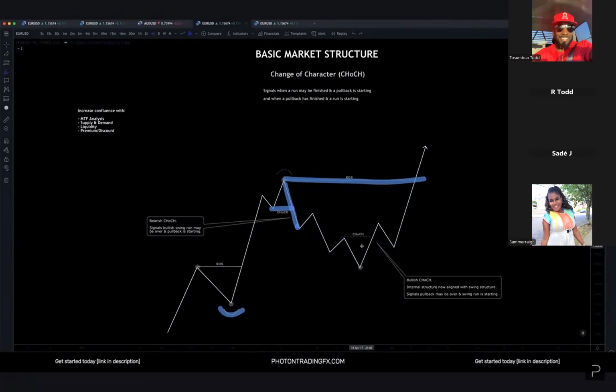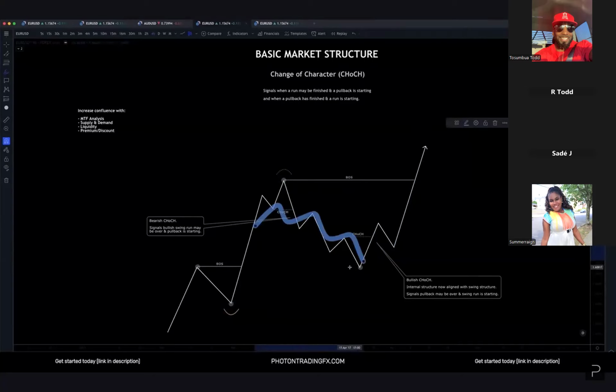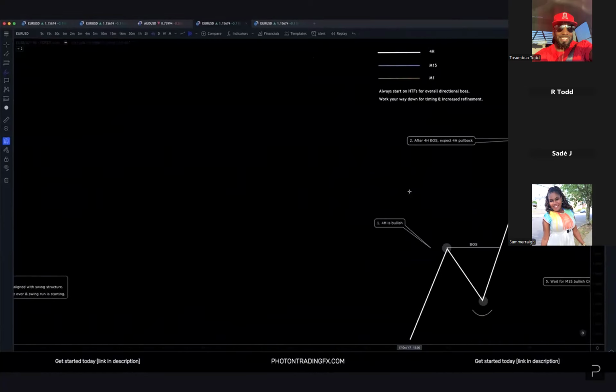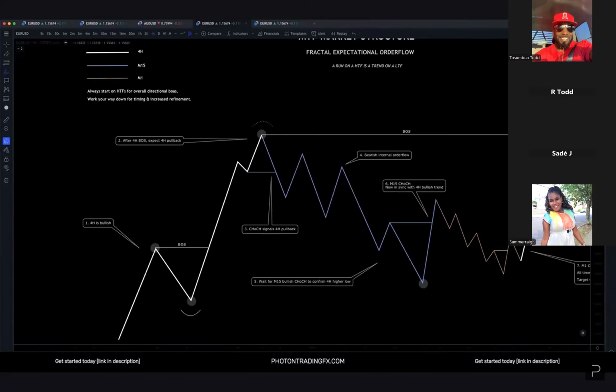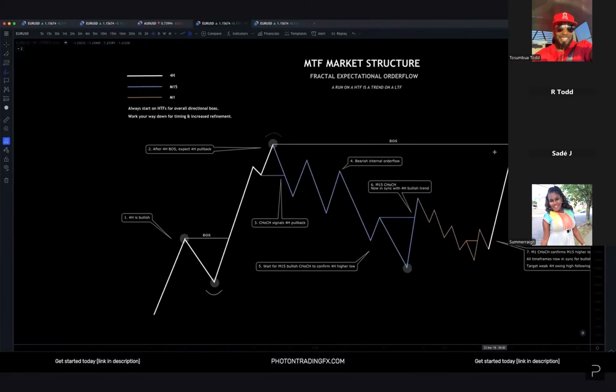So that's how we use change of character, looking at the internal structure, to help us know when that swing run is over, when the pullback is starting, and then when the pullback is finished and the next swing run is about to commence. So what's the next level to that, right? It's using multi-time frame analysis, what we were just discussing before. So here's the same kind of price action model we were looking at.